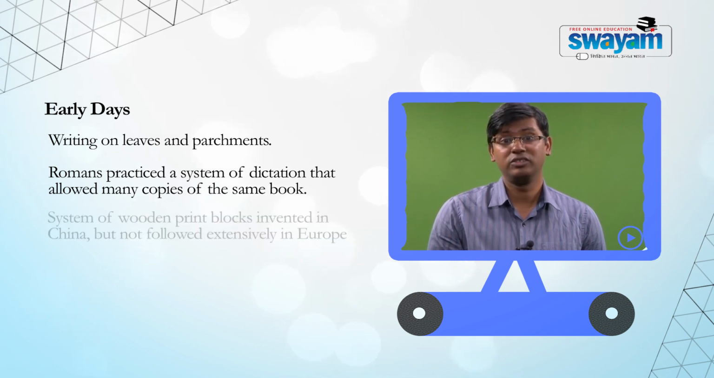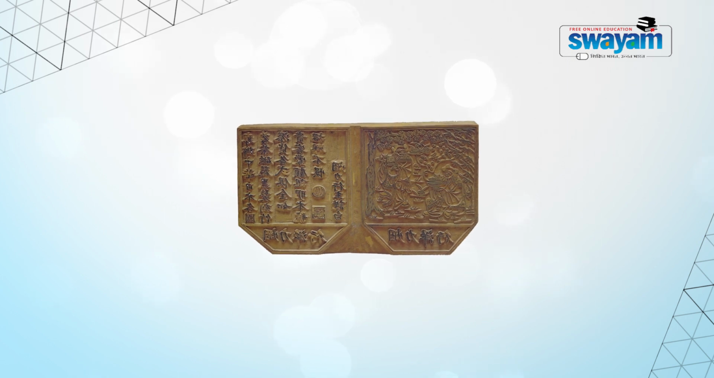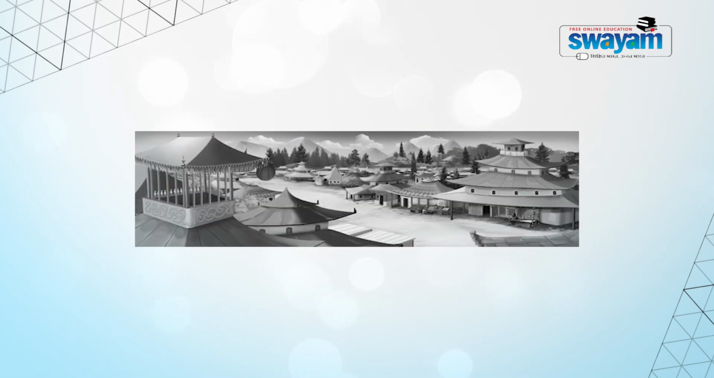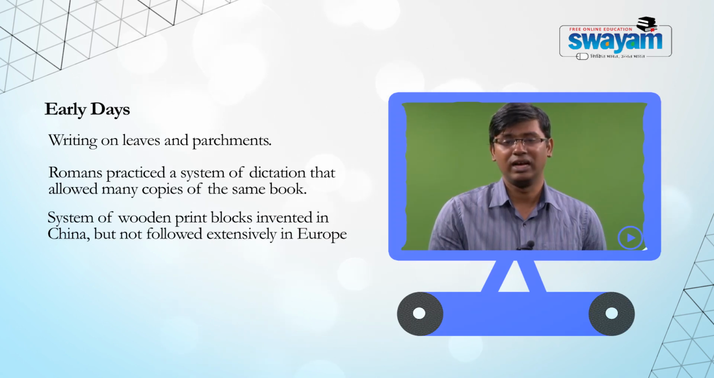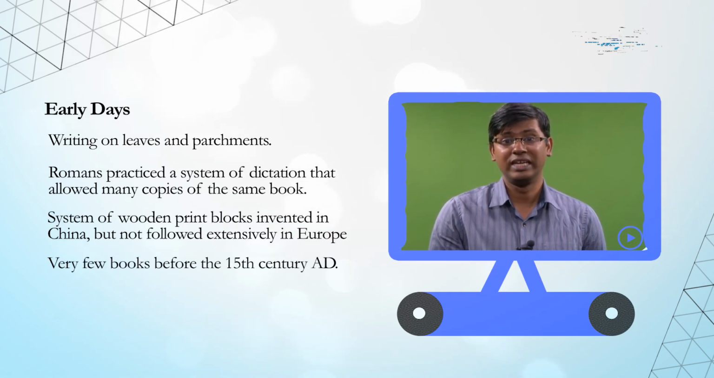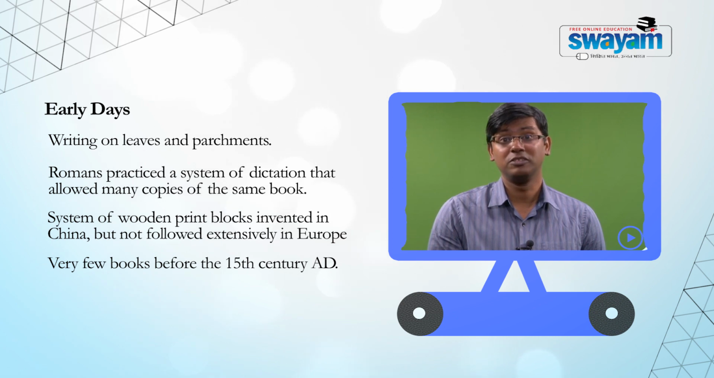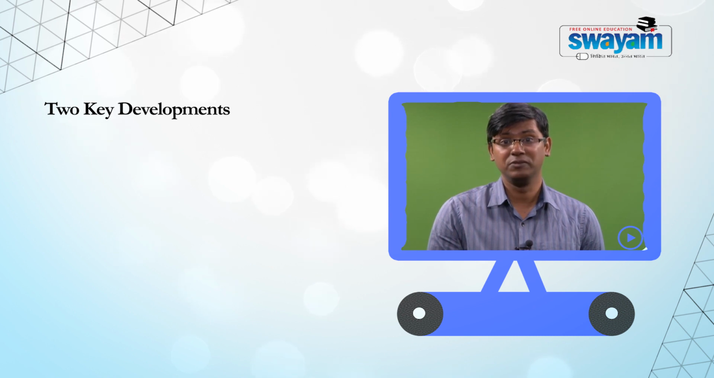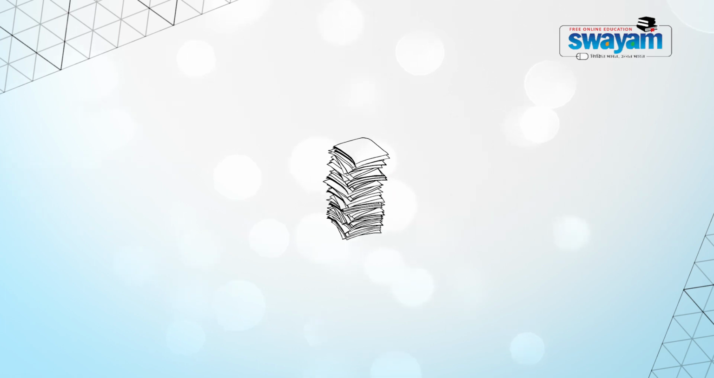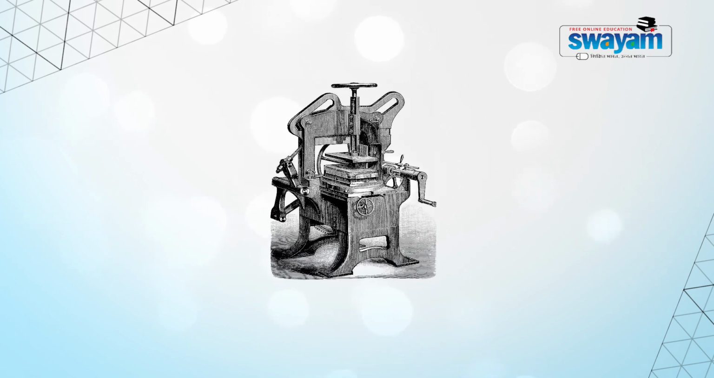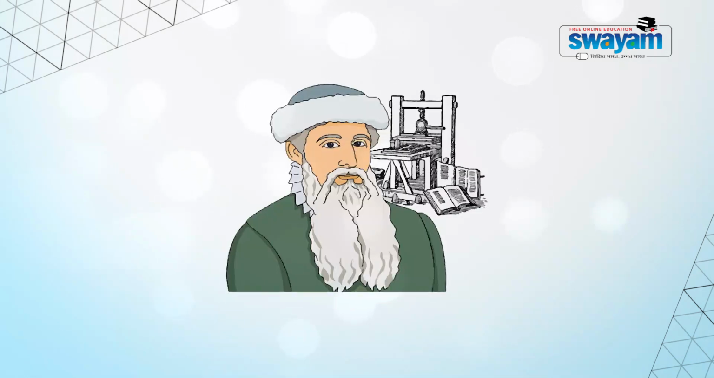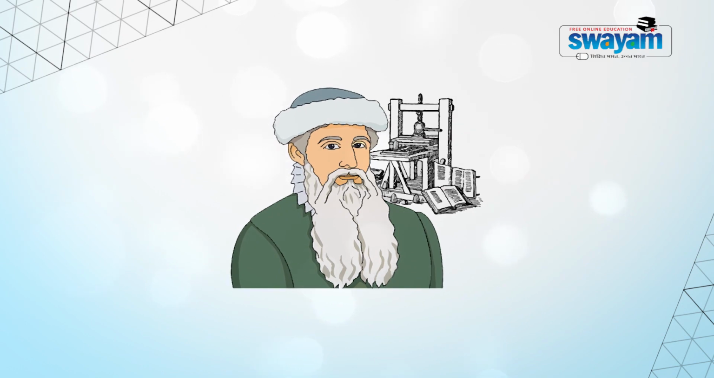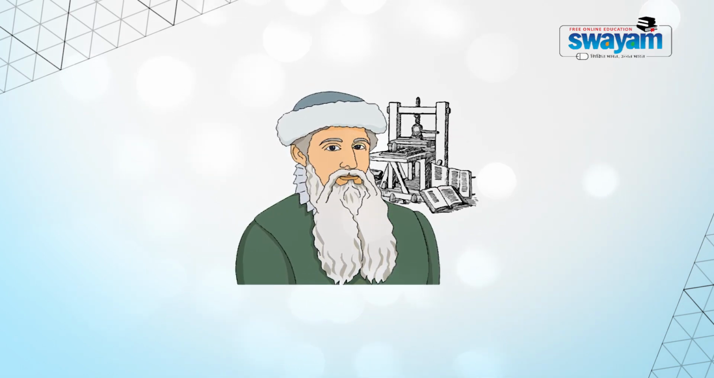Subsequently, you had a system of wooden print blocks that were invented in China, but was largely unused in Europe until the 15th century, when there were certain breakthroughs in the technology. We had two specific developments in the 15th century. One is the use of paper, which was an important step towards developing publishing works. Secondly was the invention of the movable printing press by Gutenberg, which allowed printers to make several copies of a literature.